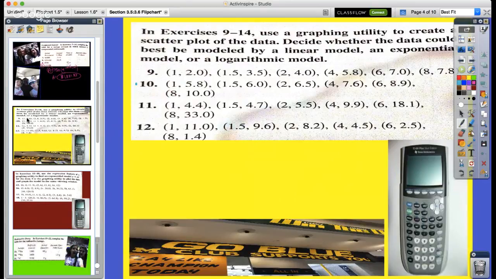If you were to go through that, you're going to go to your stat and go to your list, where the X's would be L1 and the Y's would be L2, right? And then go at it from that side.